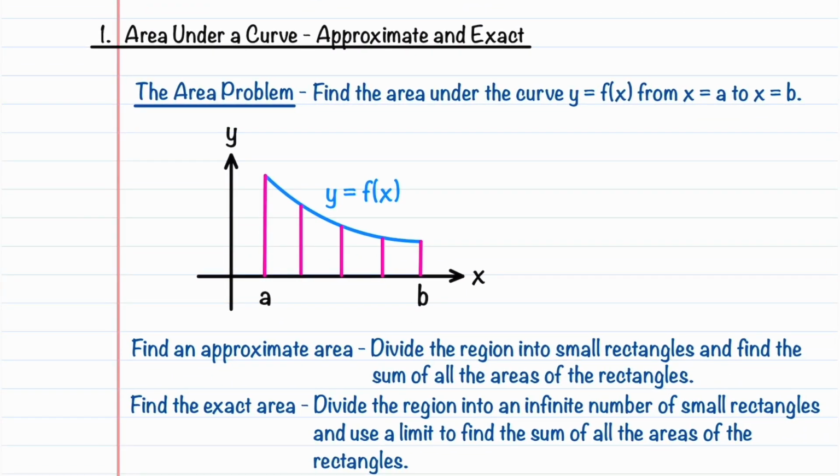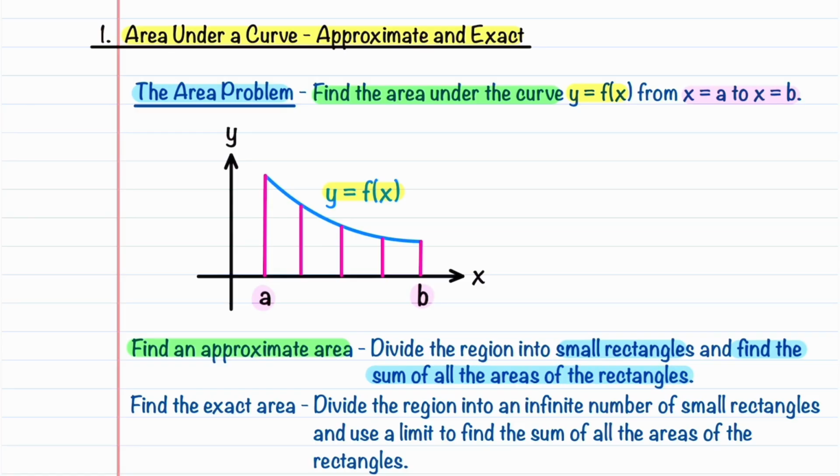Let's start by learning how to find the approximate and exact area under a curve using rectangles. The area problem consists of finding the area under the curve y is equal to f of x, shown down here in our graph, from x is equal to a, where this is a, to x is equal to b. We can find an approximate area by dividing our region into small rectangles and then finding the sum of all the areas of the rectangles.